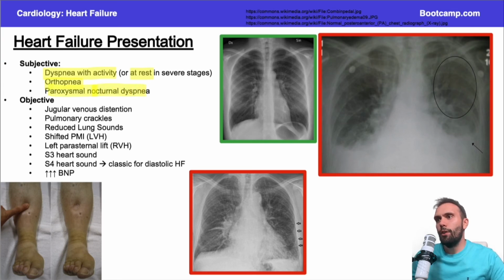PND, or paroxysmal nocturnal dyspnea, again, is kind of the same concept. The patient is lying down for a long period of time and they're getting short of breath at night. So that's kind of what the PND is. And we don't need to go into great detail on that. These are just some of the classic findings. So shortness of breath all has to do with this pulmonary edema.